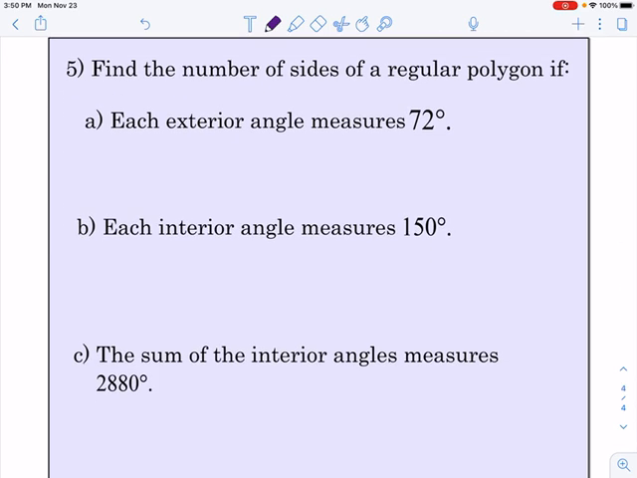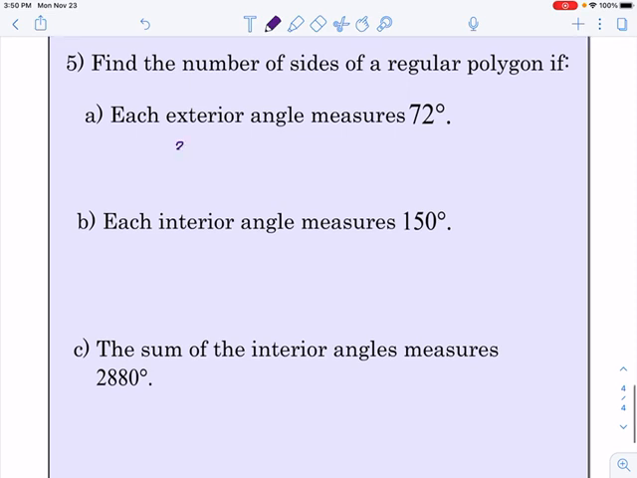For number 5, we want to find the number of sides of a regular polygon if each exterior angle measures 72 degrees. So what I'm really looking for here is this: I know that the sum of the exterior angles is 360, and if I divide that by n, it gives me one exterior angle. Basically, I just want to solve this equation.